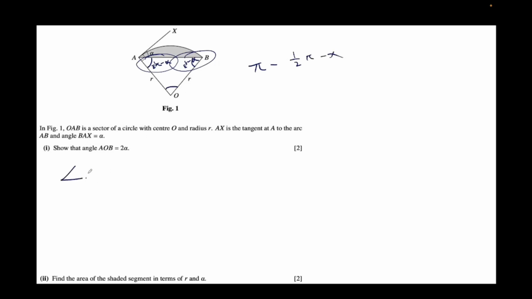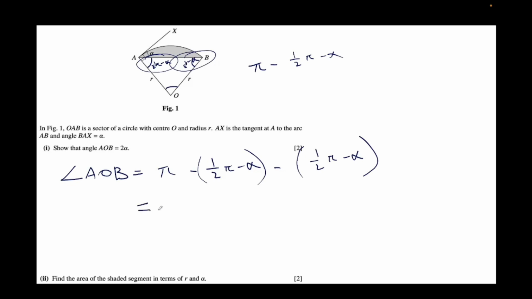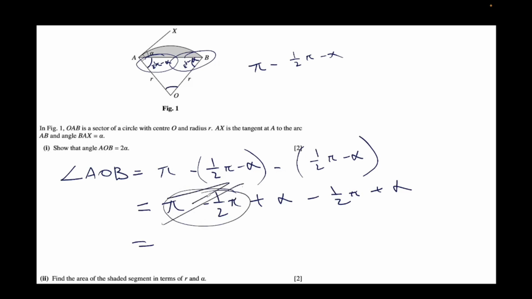So we write down an example of how you do this. Angle AOB equals pi minus a half pi minus alpha. Do we leave it like that? No, remember we've got to put brackets over there when there's two entities. Minus a half pi minus alpha, which is equal to pi minus, just do the math on this. No need to rush. Plus this, minus this. Just basic algebra. And then we realize, oh, okay. Pi minus this becomes a half pi minus a half pi.